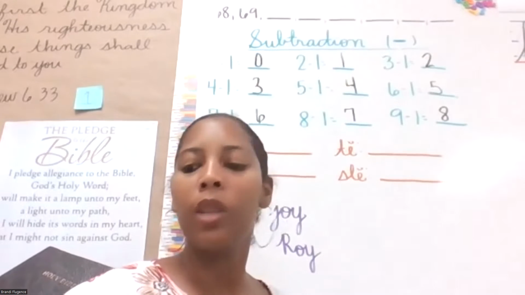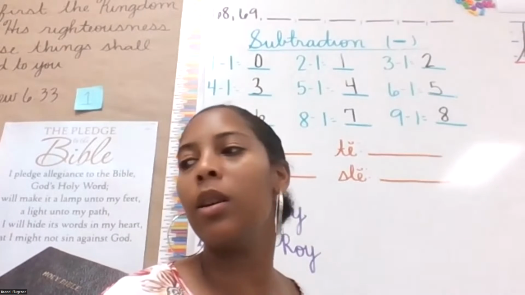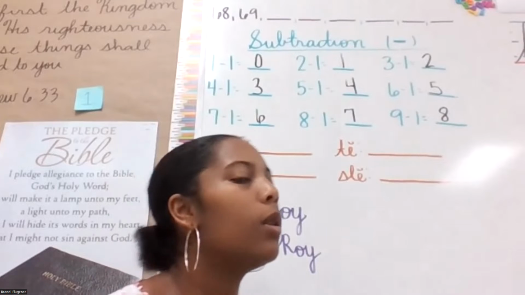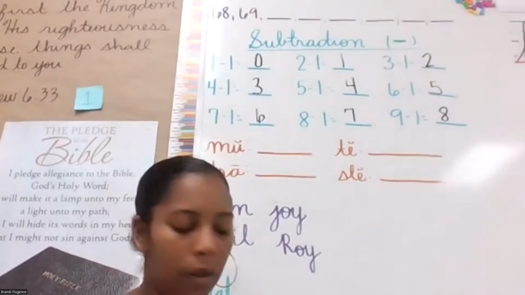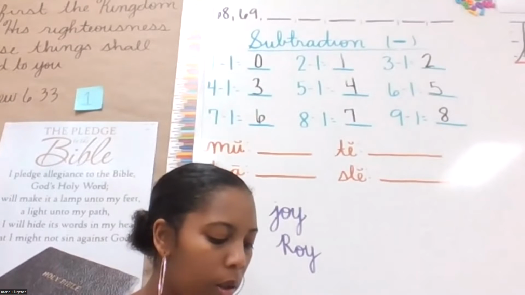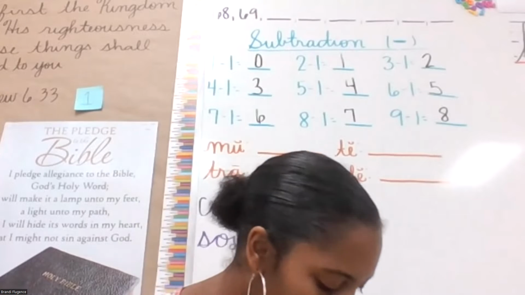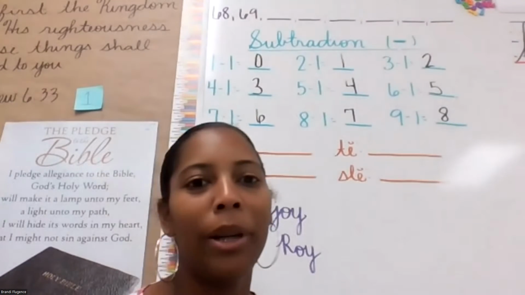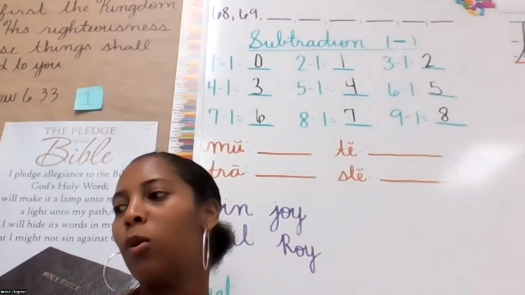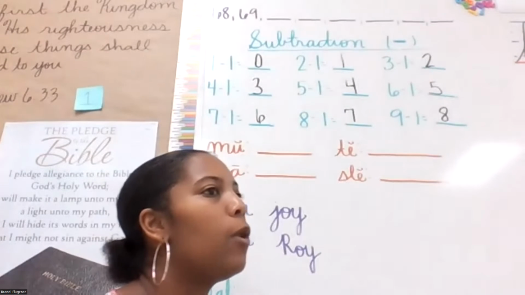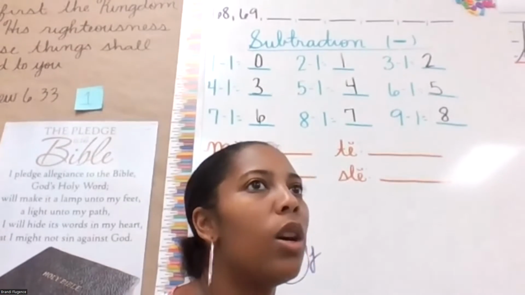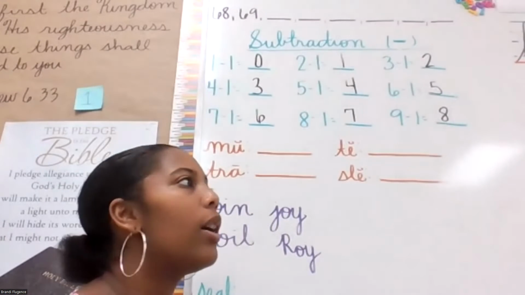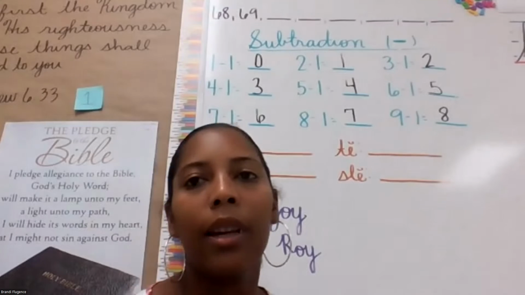So start with 1. 1 minus 1 equals 0. 2 minus 1 equals 1. 3 minus 1 equals 2. 4 minus 1 equals 3. 5 minus 1 equals 4. 6 minus 1 equals 5. 7 minus 1 equals 6.